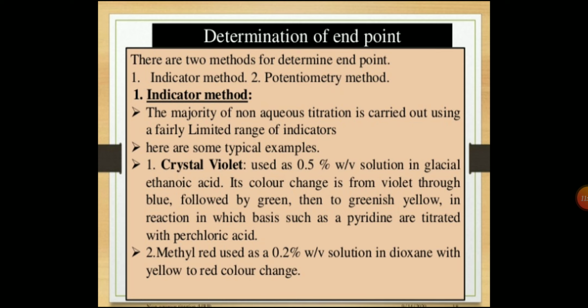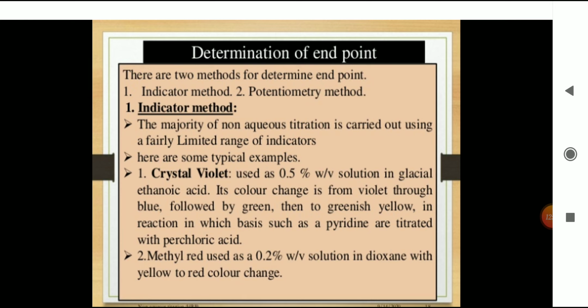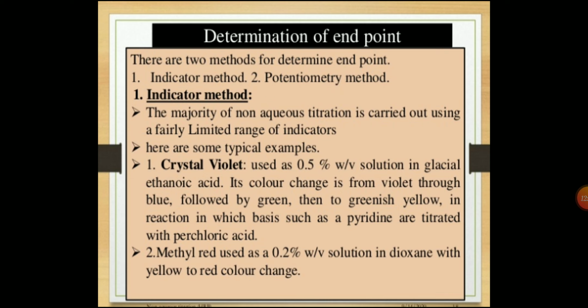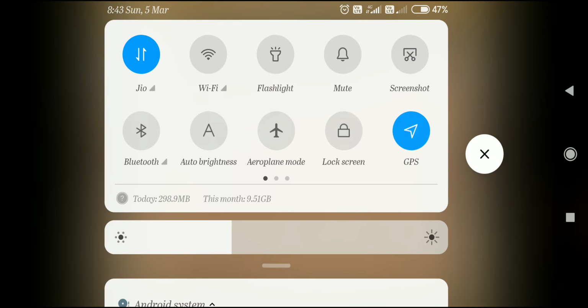Next है determination of the endpoint. How to determine the endpoints? Generally we are using in non-aqueous titrations indicator method एक है, potentiometry है. So we'll see the indicator method. The majority of the non-aqueous titrations are carried out using a fairly limited range of indicators. Okay, indicator use करके ही हम उसका determination करते हैं. Here are some typical examples of indicators, that is crystal violet. Crystal violet is one indicator we are using.